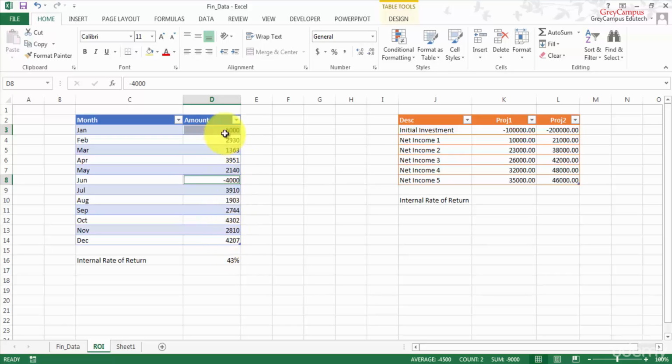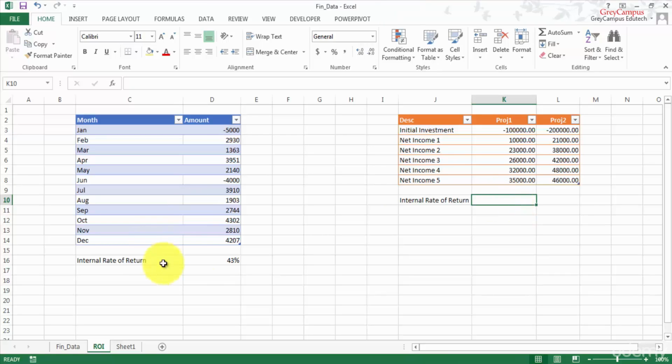So this is the income. How it works is, we have the net expenditure, we have the net income, and then we subtract it and get the percentage. Now let's take another scenario. Let's say based on this internal return, ROI, that we are calculating, we wanted to check which project will be helpful for us in terms of investment.